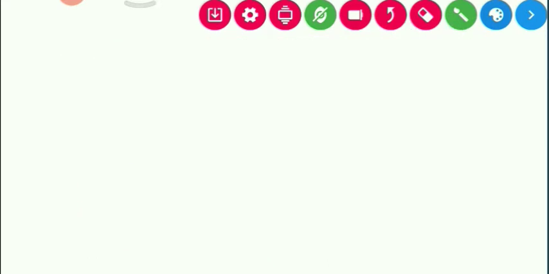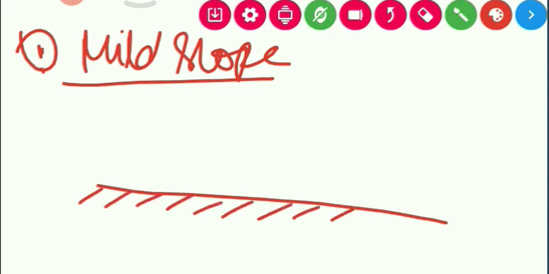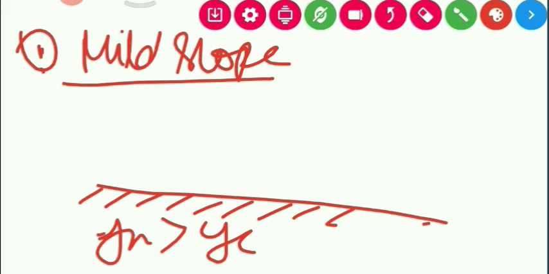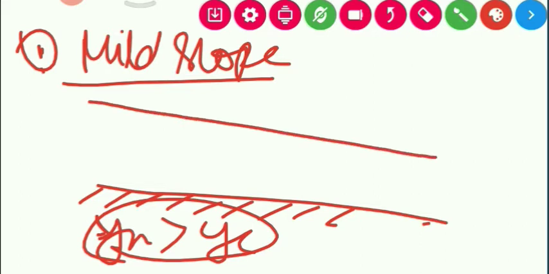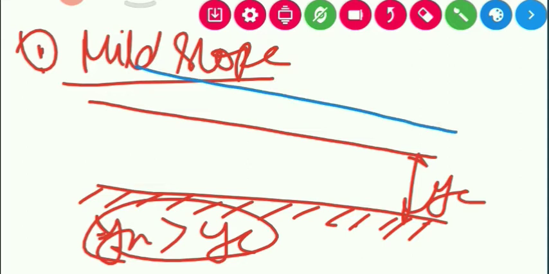Okay, so first of all let us discuss one by one. First of all let's see about the mild slope. In the mild slope, we have normal depth of the flow greater than the critical depth of the flow. So if this is the channel bottom, this is the critical depth of the flow, and the normal depth of the flow will be this one.